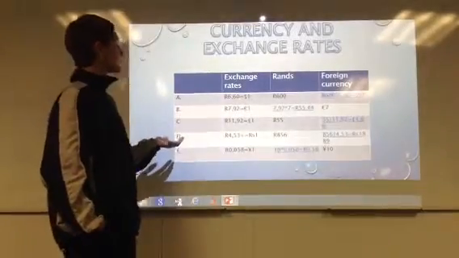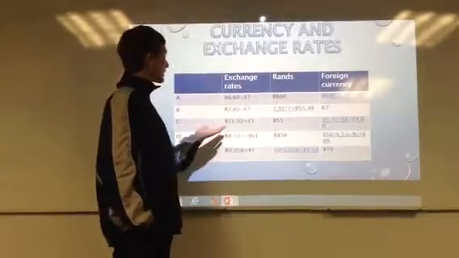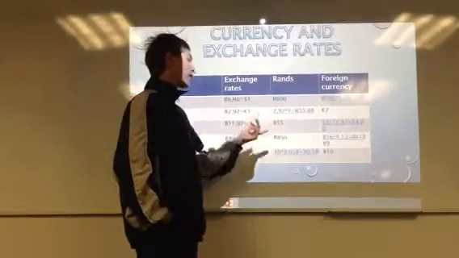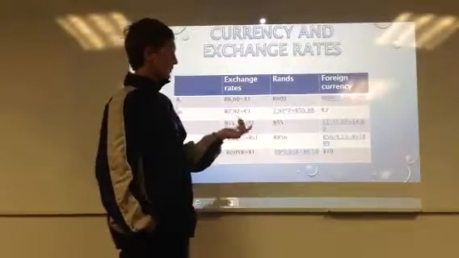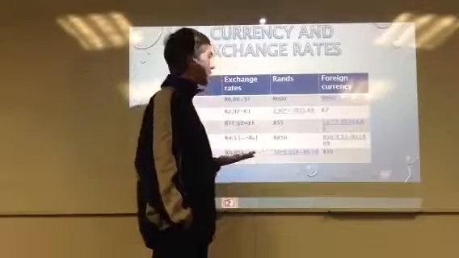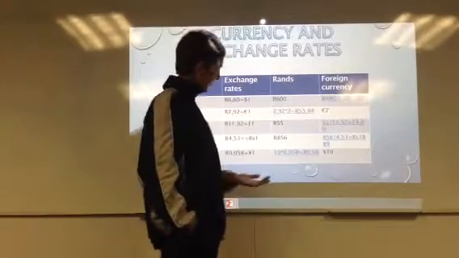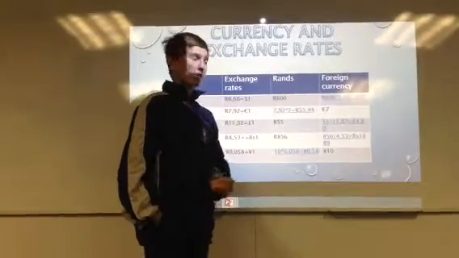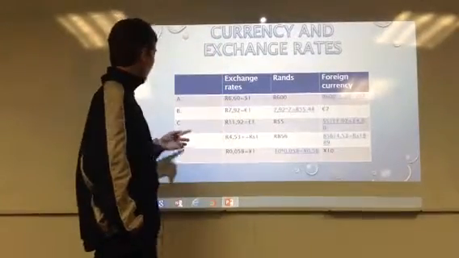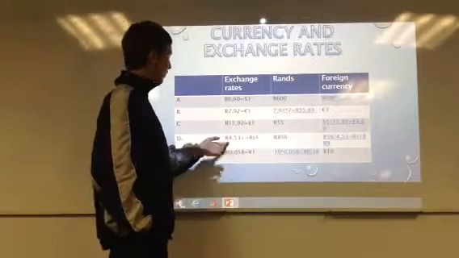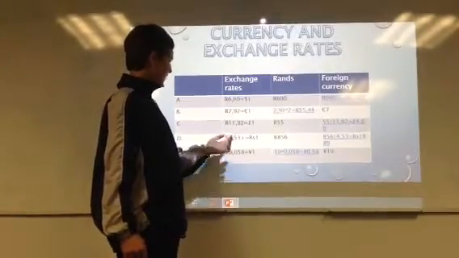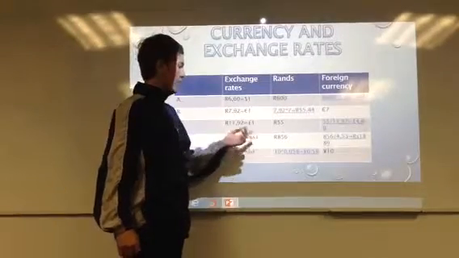For the third one, the exchange rate is 11.92 rands equals 1 pound. To find out what 55 rands are in pounds, you have to do 55 divided by 11.92, and that equals 4.6 pounds. For the fourth one, the exchange rate is 4.53 rands, and that equals 1 rupee.